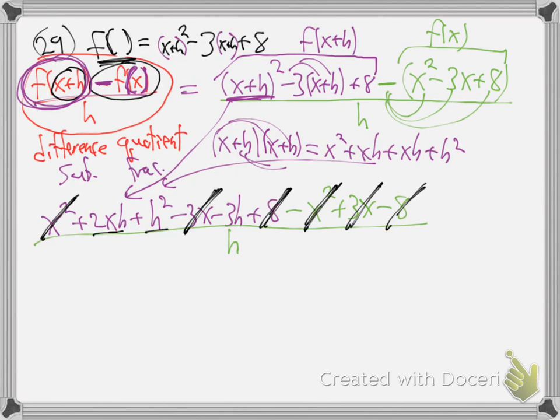And now we bring down what's left over. 2xh plus h squared minus 3h, I guess that's it. Over h, we still have that h in the bottom. Don't forget about him. He's important. Now, are we done there? Can we do more?